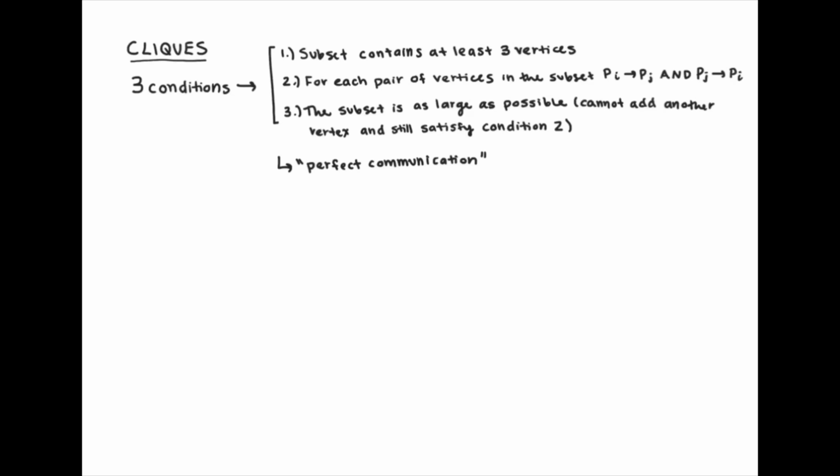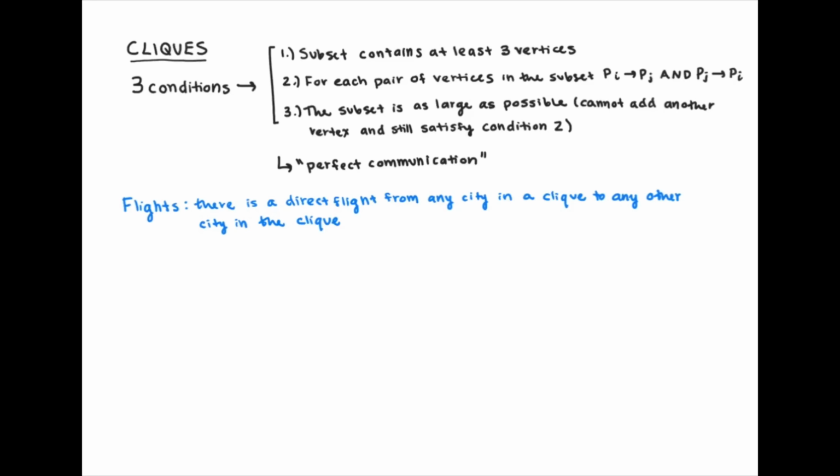Our next topic is cliques. Cliques are subsets of vertices within a graph that satisfy 3 conditions. 1, the subset contains at least 3 vertices. 2, for each pair of vertices in the subset, Pi points to Pj and Pj points to Pi. And 3, the subset is as large as possible, so if you added another vertex, it shouldn't satisfy condition 2. Looking back again to our flight example, if we have a clique within our cities, that means that there is a direct flight from any city in a clique to any other city in the clique.